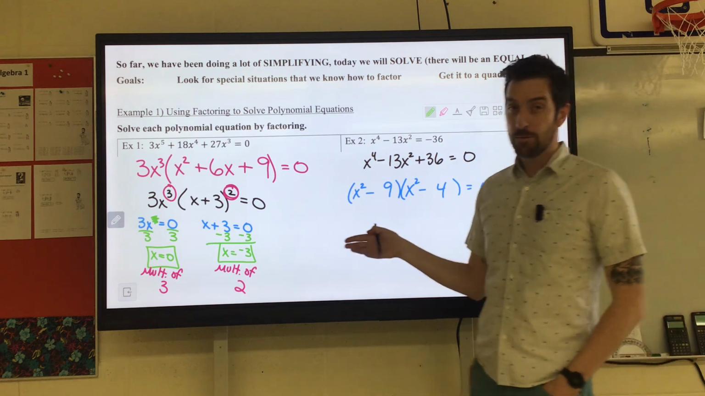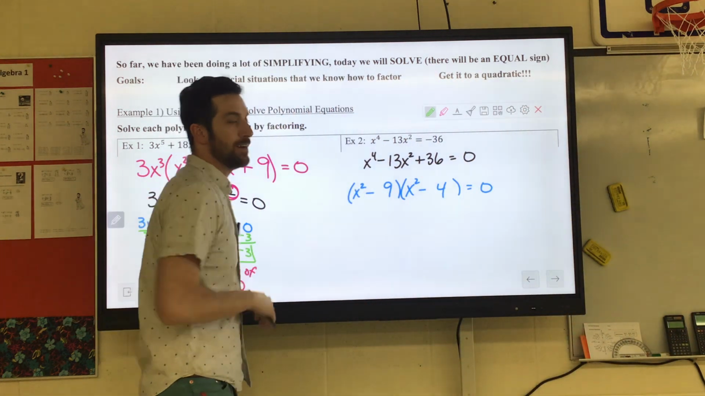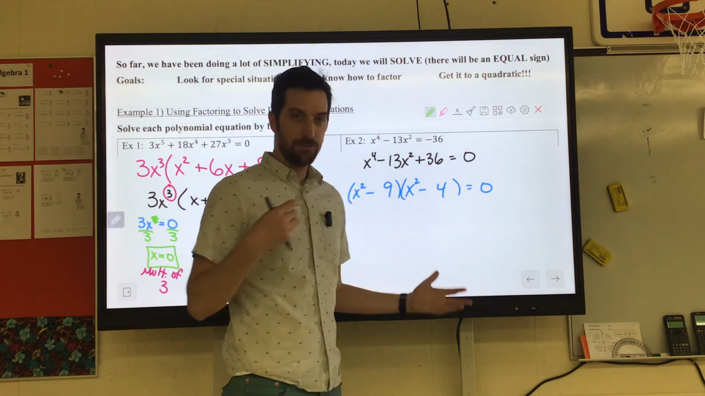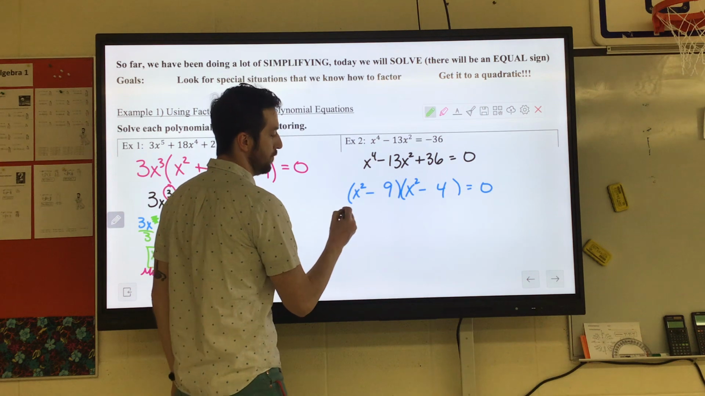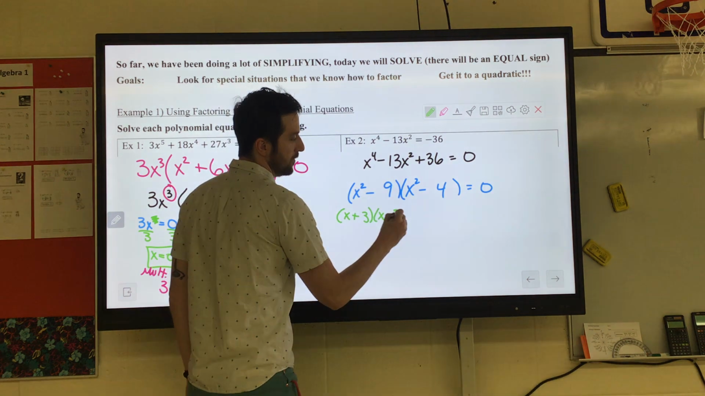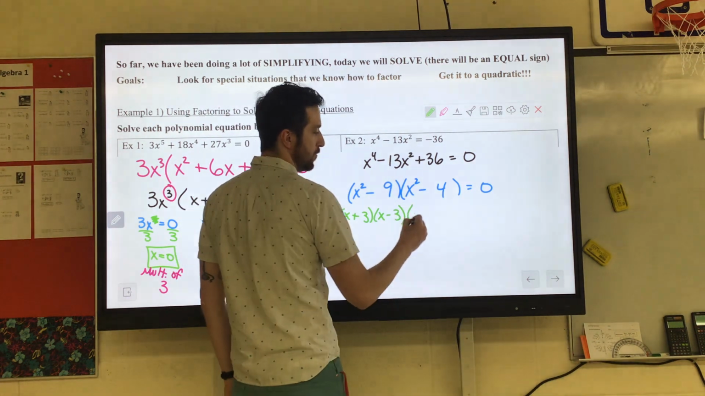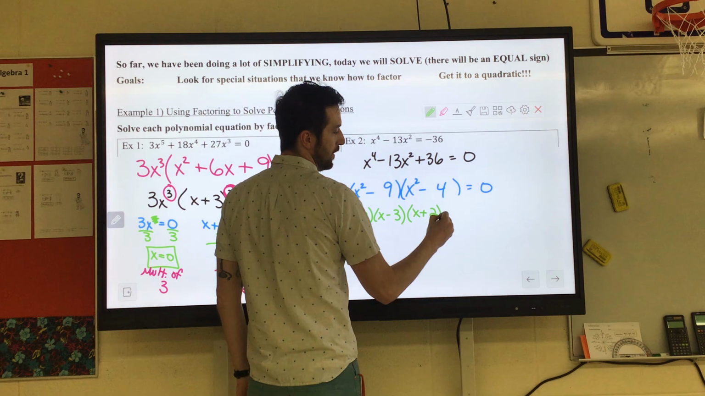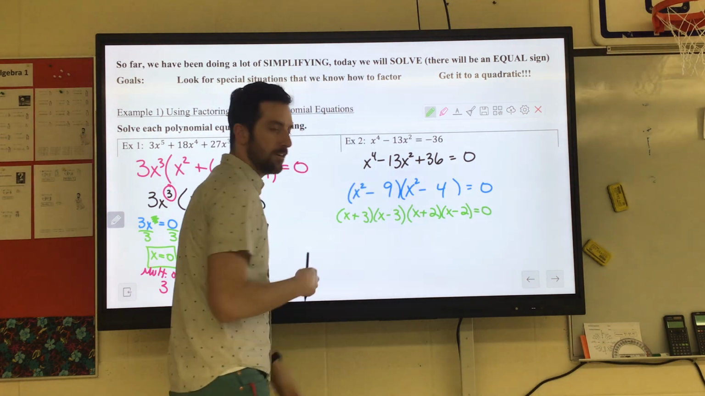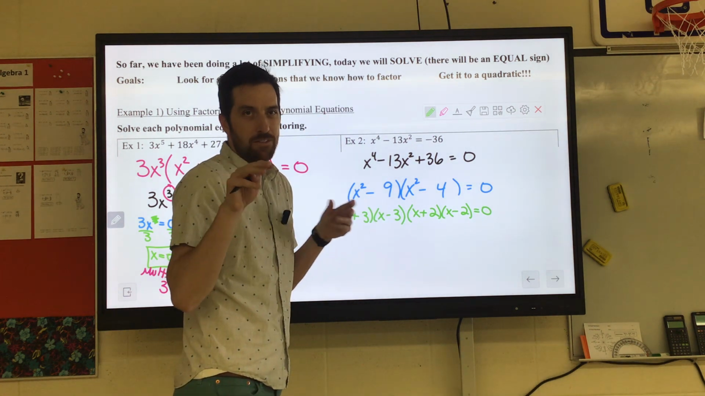Now, x squared is a perfect square, 9 is a perfect square, and they have a minus in the middle. So that's going to factor still with the difference of squares. So x squared minus 9 would factor to x plus 3 times x minus 3. Same thing with that x squared minus 4. That's another difference of squares, which would factor to x plus 2 times x minus 2. Now nothing in there gets repeated more than once. Everything is different, so everything has a multiplicity of 1.